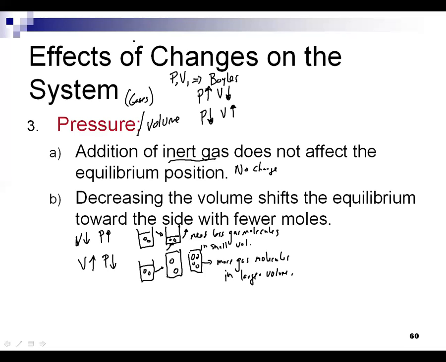What you want to look at, for example, if we had this, is everybody that's got a (g), which indicates that they're gases, and you just add up the coefficients. So 2 and 1 would give us 3 gas molecules on the left. The coefficient here is 4, so this side would have 4 gas molecules. To figure out the gas molecules on each side, you just add up the coefficients. Any questions on pressure?